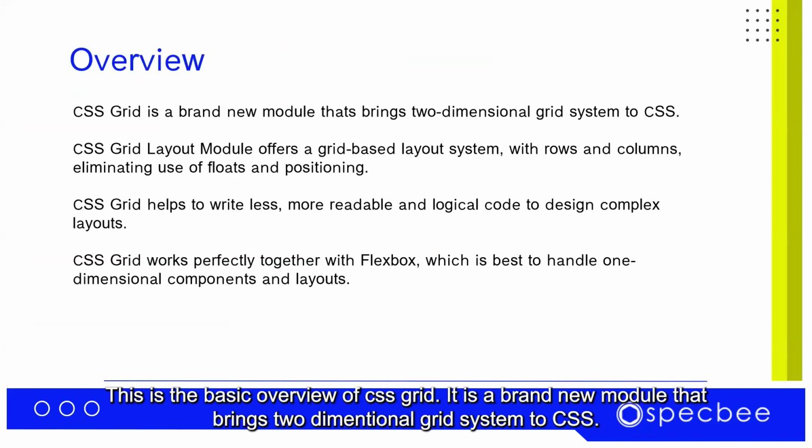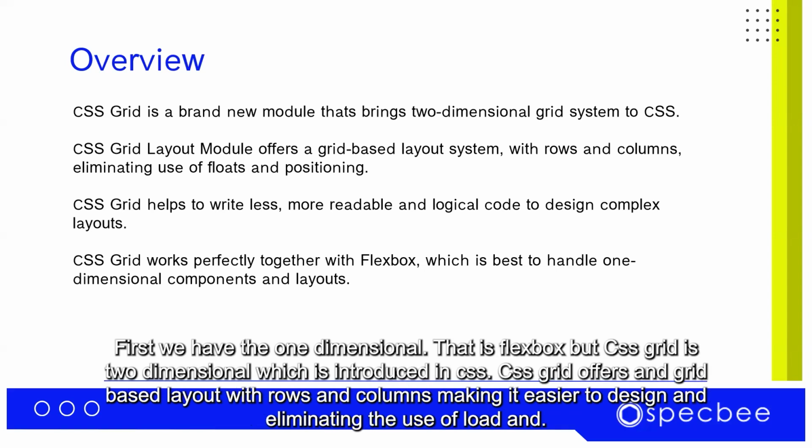CSS Grid is a brand new module that brings a two-dimensional grid system to CSS. First, we have the one-dimensional system, which is Flexbox, but CSS Grid is a two-dimensional grid system introduced in CSS. CSS Grid offers a grid-based layout system with rows and columns, making it easier to design web pages, eliminating the use of float and positioning.